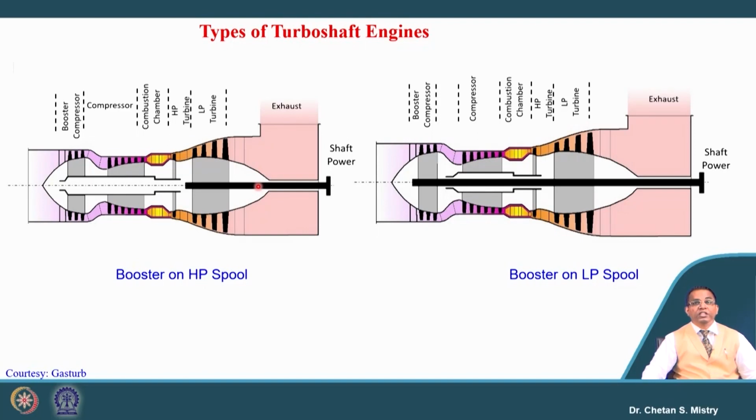In line with that, there is another possibility also. Here the construction is different. Just look at what is happening here. We have the compressor, or HP compressor, which is rotated by the HP turbine, and the LP turbine is connected with the compressor as well as the power shaft.